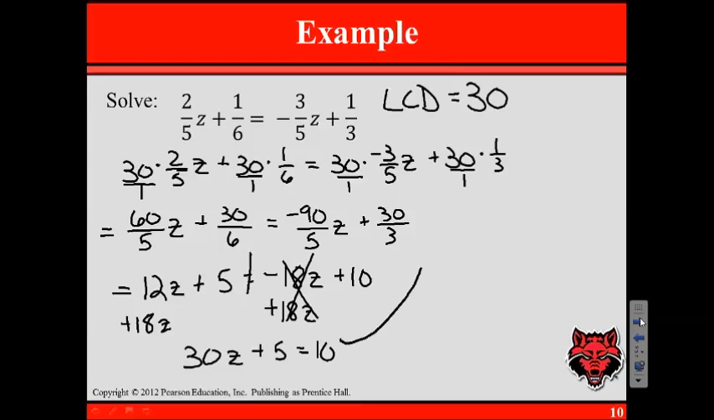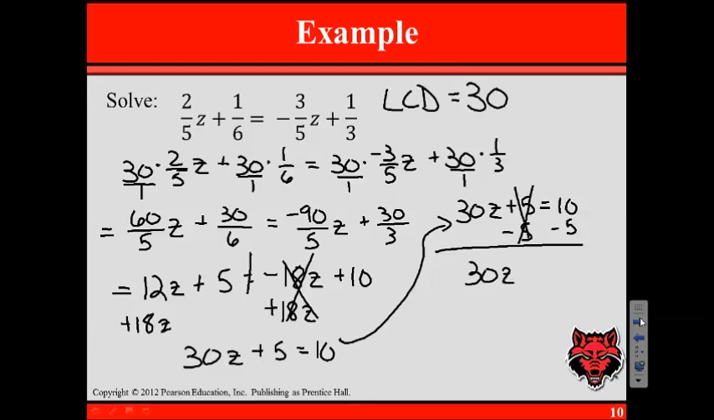Let's rewrite this equation to the right just so we have room to finish. 30z plus 5 equals 10. We can now subtract 5 from each side. The 5's cancel on the left. We have 30z equals 5. Now this is a situation we have not seen yet in this section. That will actually be introduced in the next section.